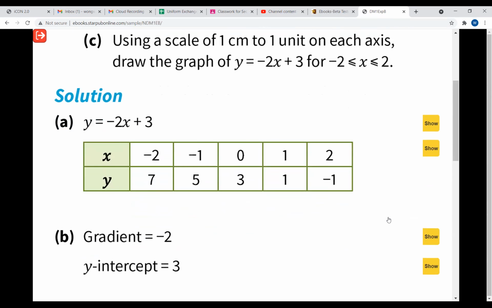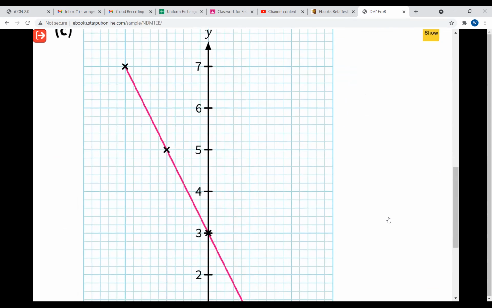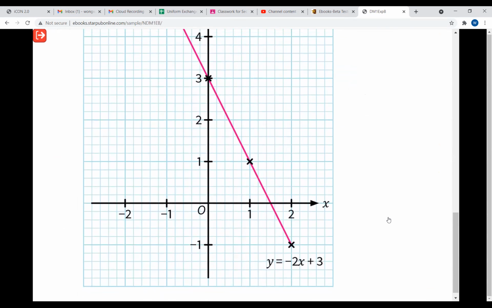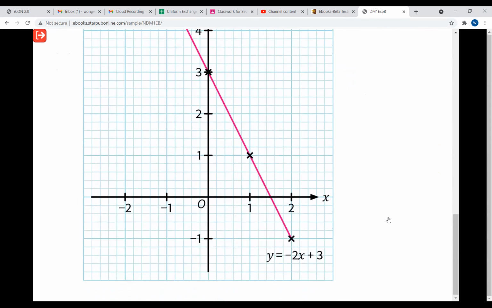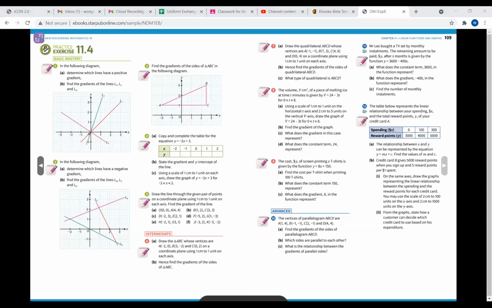Next is to draw the graph following the scale. So this is what we expect to see. Okay, sloping down. Make sure you have your axis labeled x, y. Make sure you have your plots drawn. Make sure you have the label. Next one, question 9. Then only 2 questions.